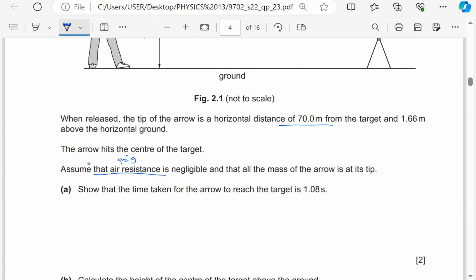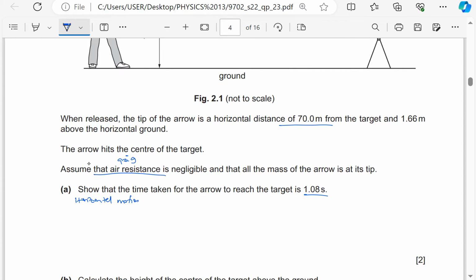And that all the mass of the arrow is at its tip. Show that the time taken for the arrow to reach the target is 1.0 seconds. Okay. So if I consider horizontal motion, I'm going to consider horizontal motion.